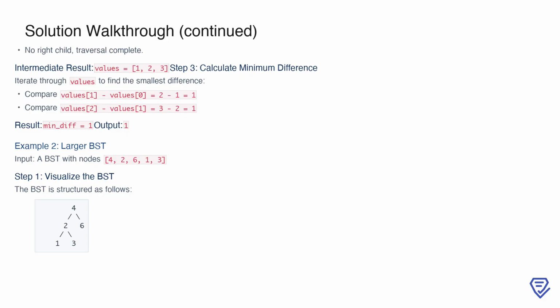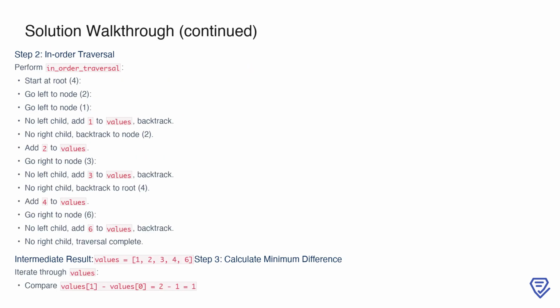Next, let's consider a larger BST with the nodes 4, 2, 6, 1, and 3. Visualizing this tree, we see that the root is 4, with 2 as the left child and 6 as the right child. Node 2 has 2 children, 1 on the left and 3 on the right. For this larger BST, we again perform an in-order traversal to extract the elements in sorted order.